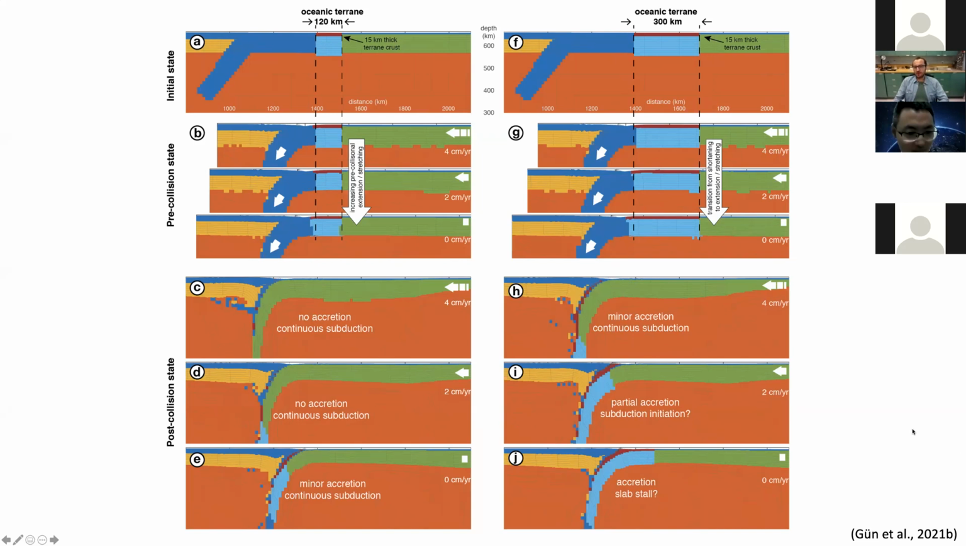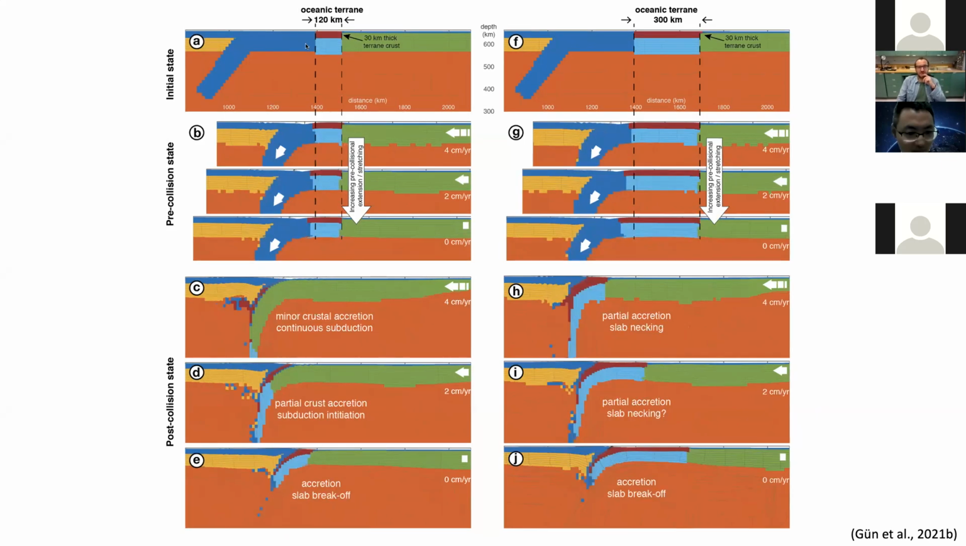Okay, what about 30 kilometer thick crust? The difference between previous and this model sets is the crustal thickness. So in these models, we have 30-kilometer thick crust in these oceanic terrains, let's say seamount or oceanic plateau. Again, we see similar results, but we see obviously more extension here compared to 15-kilometer crust, in both cases, 300 kilometer wide or 120 kilometer wide.